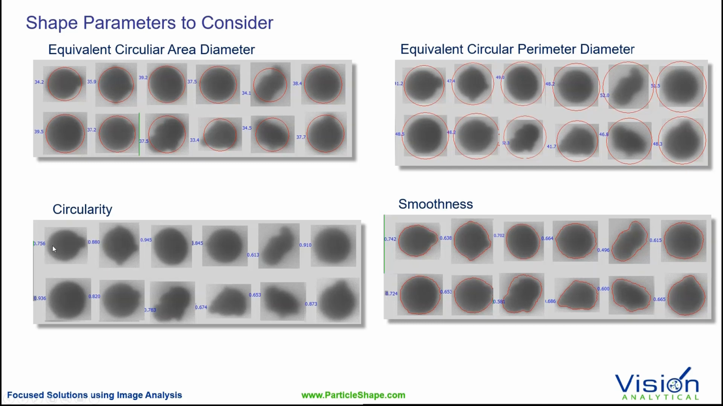As you can see here, again, we can see differences between the particles that are not as round versus the ones that are as round. And in smoothness, same thing. We can see that some particles are smoother in nature and some particles are not smooth in nature.